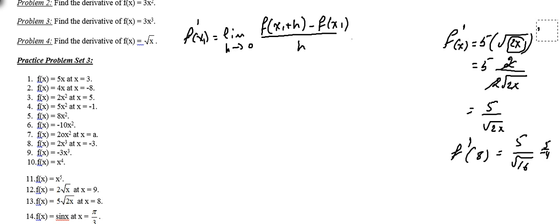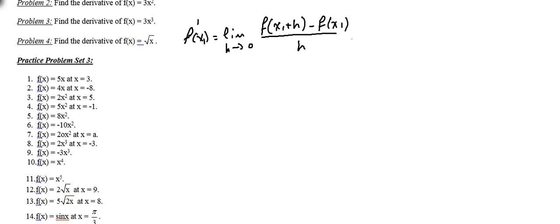Okay, so let me erase here and continue. Let's start with number 14. Number 14 is about f of x equals sine x at x equal pi over 3. We know the derivative of sine x is cosine x, and we replace x with pi over 3. What is cosine of pi divided by 3? Pi divided by 3 is 180 divided by 3, which is 60 degrees, and cosine 60 is half.